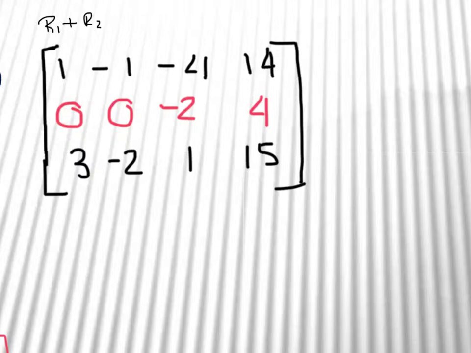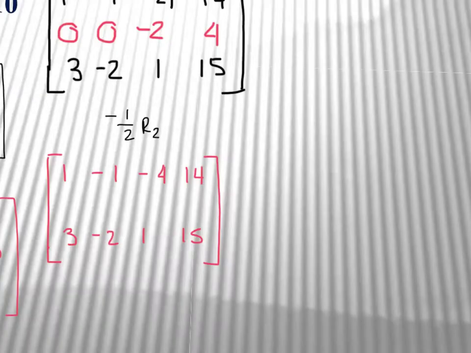And yes, it's okay to have this here. I just want to switch this now to a 1. So negative 2 divided by negative 2 becomes 1. So I'm going to take negative 1/2 of row 2. Let's go ahead and rewrite that. Alright, so let's take negative 1/2 of row 2. So that's going to be 0, 0, 1, negative 2. And row 1, row 3 I haven't touched, so that stays the same here.